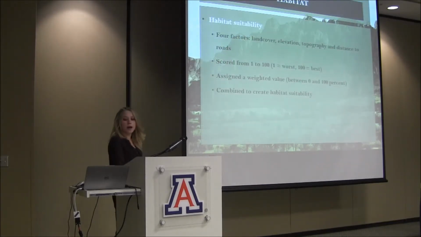Habitat suitability was defined by 4 factors, including land cover and vegetation, elevation, topography such as steep or gentle slopes, and distance to paved roads. These values were reclassified and scored from values 1 to 100, where 1 was the worst and 100 was the best, and these values were specific to the species. And then each of these factors was assigned a weighted value based on importance, and then they were combined to create the habitat suitability model.